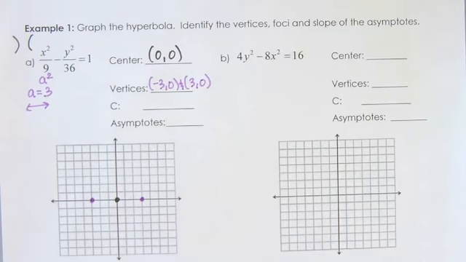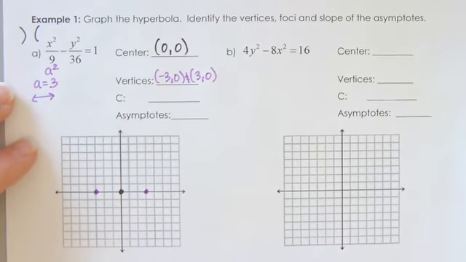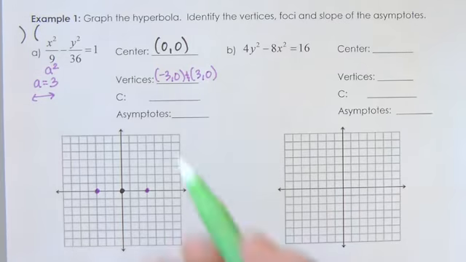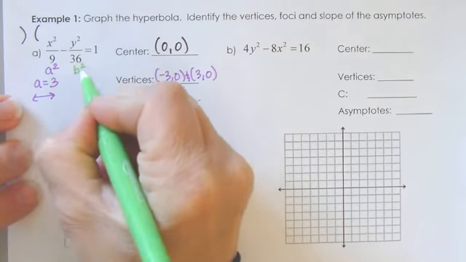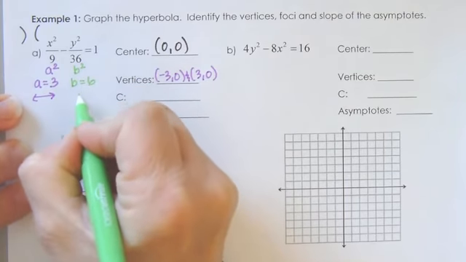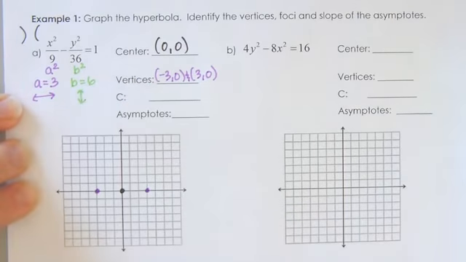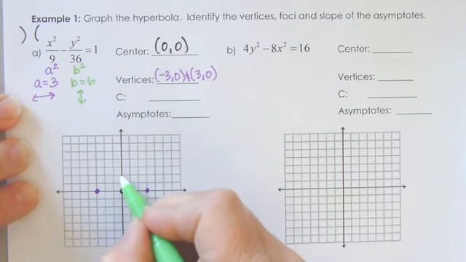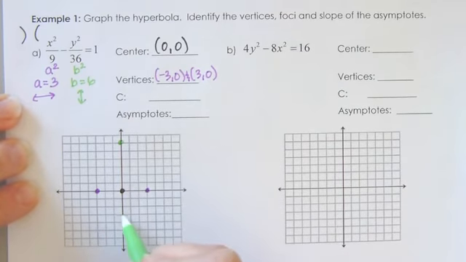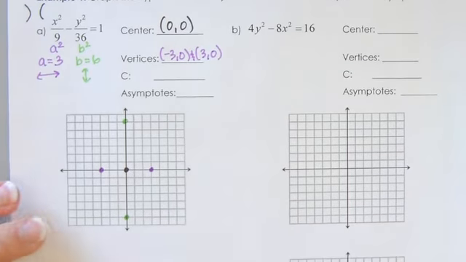My co-vertices, and I'm not asking for these, but we still need to put them on there. The co-vertices we find by looking at b squared, which is under the y value. So the square root of 36 is 6, so we're going to go up and down 6 from the center. So 1, 2, 3, 4, 5, 6, 1, 2, 3, 4, 5, 6. And again, this is just going to help me find that rectangle in order to make the asymptotes.